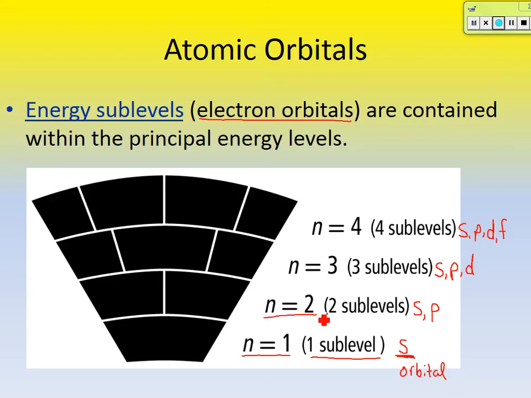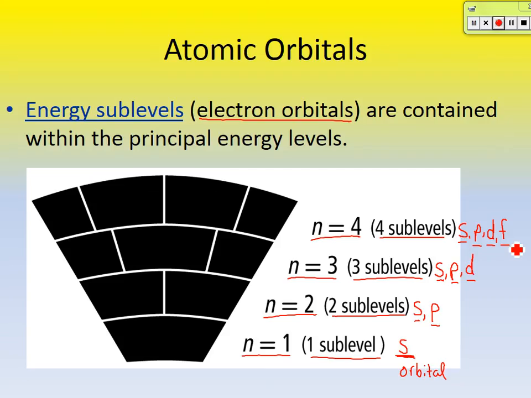For the second energy level, there's 2 sublevels. It shows in the first there's just 1 sublevel. In the second energy level, there's 2 sublevels, and there's 2 orbitals, an s and a p orbital. For the n equals 3, the third energy level, there's 3 sublevels, for the s, the p, and the d orbitals. For the fourth energy level, now there's 4 sublevels, and you've got an s, p, d, and f orbital. So please make note of that. There's a spot for you to write that in your guided notes.